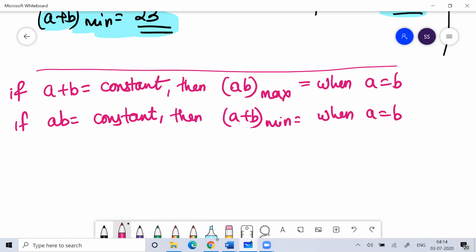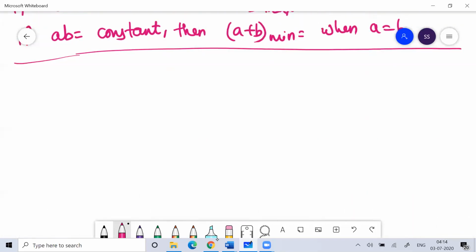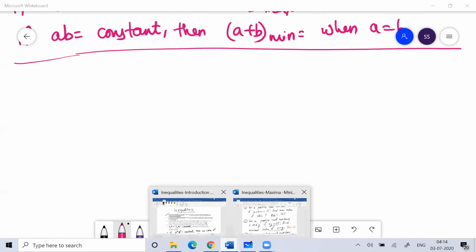So you can remember them, and that will help you to solve the problem. You don't have to waste your time doing trial and error. You can just remember this. It will help you whenever you are trying to solve a problem. I hope you all are understanding. So this is a basic concept on maxima and minima using inequalities.